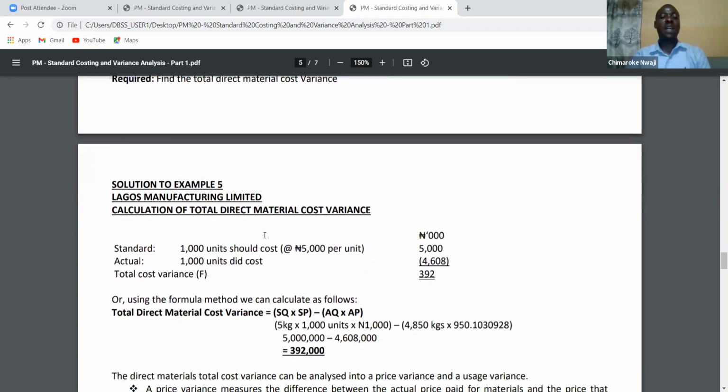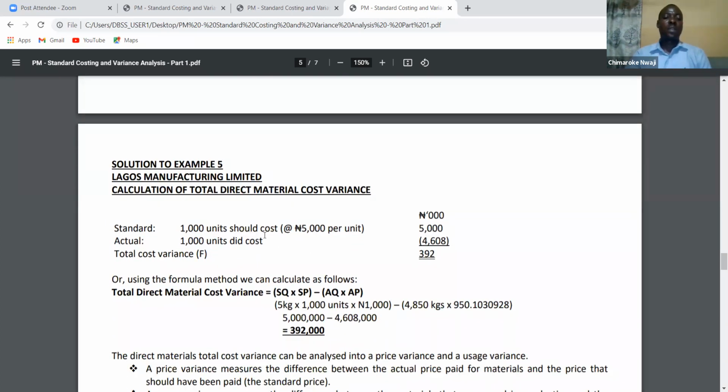If you want to use the formula method, standard quantity times standard price minus actual quantity times actual price. So your standard quantity, we said we are going to use 5 kg for 1 unit, and we produce actual production 1,000 units. And we said each of the 5 kg cost us 1,000 naira. When we multiply all of these, it gives us 5 million naira.